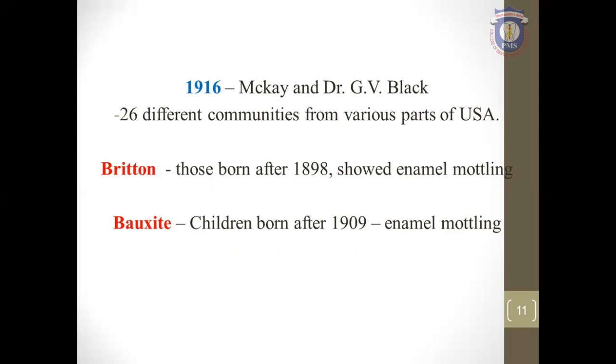observed that 26 different communities from various parts of the USA had this similar kind of stains. However, the severity differed from place to place. In Britain, those born after 1898 showed enamel mottling, whereas in Bauxite, children born after 1909 showed enamel mottling. These were largely linked to the consumption of water, which was not having any community water supply.